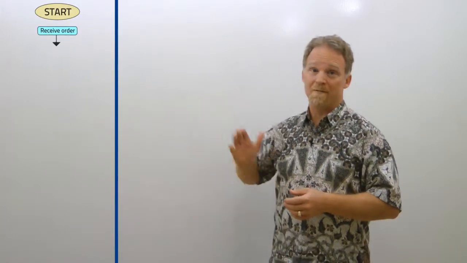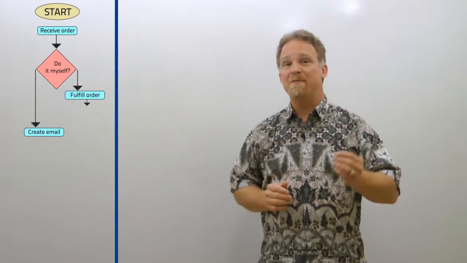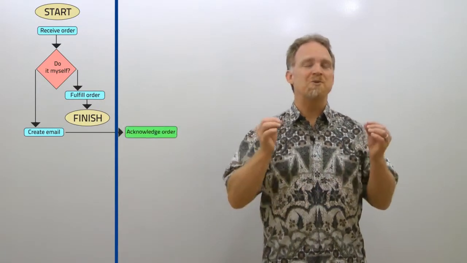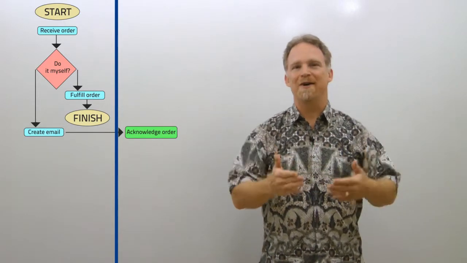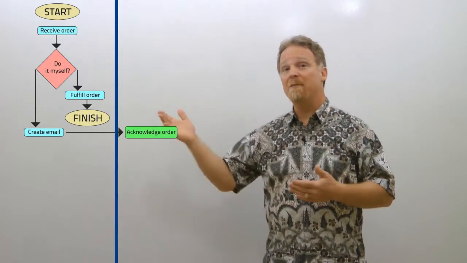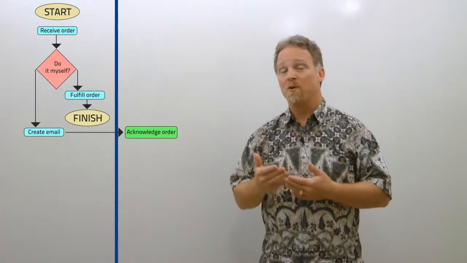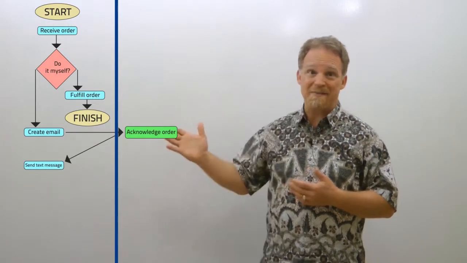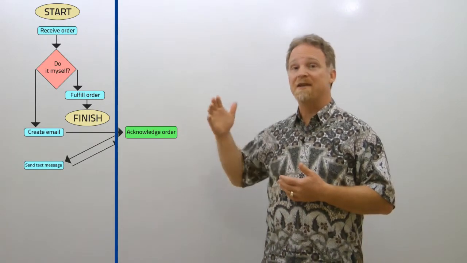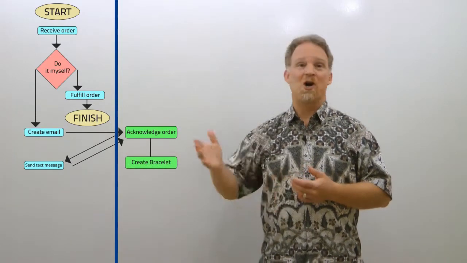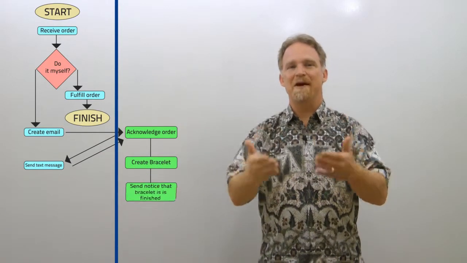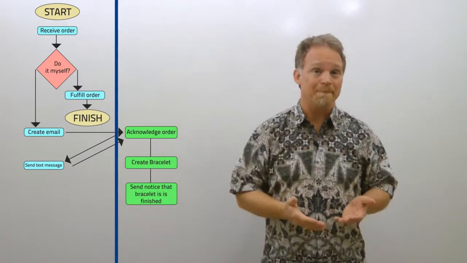The steps in the process you would want to include are as follows. Take the order from the lady. Send an email order to Carl. Ask him to acknowledge receipt of the email. If no email is received from Carl in one day, follow up with a text message. Receive the email receipt from Carl. Carl creates the bracelet, emails you that it's ready for delivery.